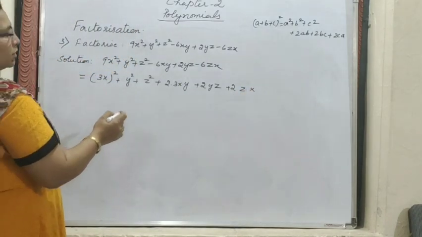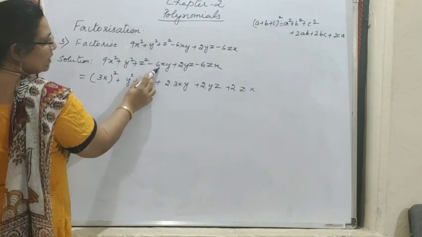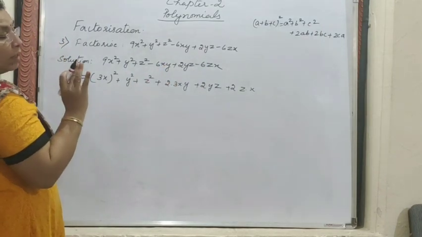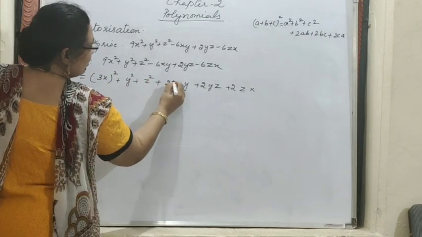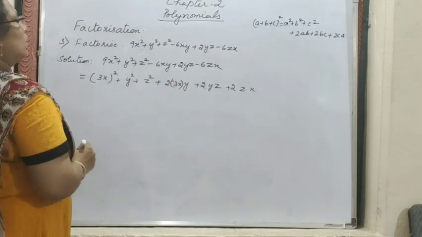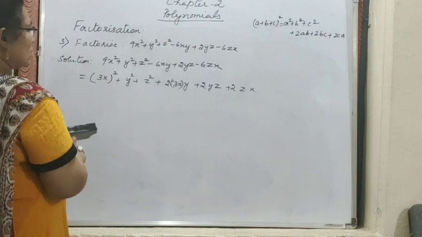Now what is the change we need? See, minus 6xy minus 6zx. So which variable is common there? x. So x we are changing, minus 3x. Sorry, here I have to write a minus 3x only.